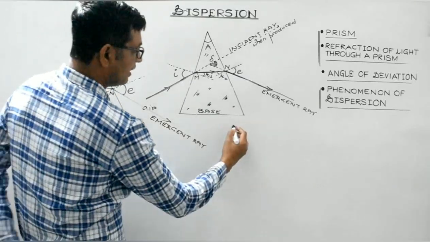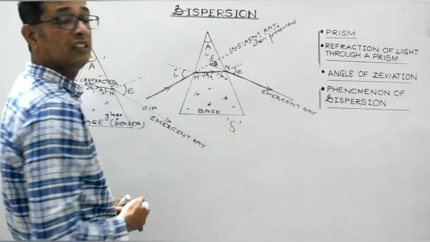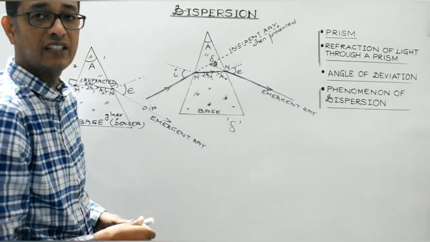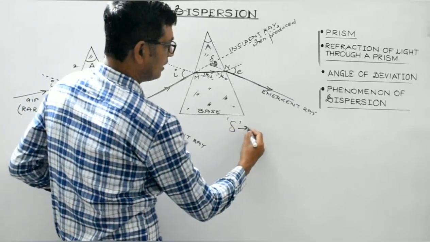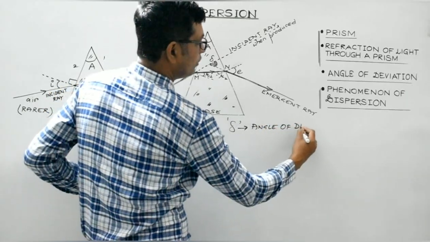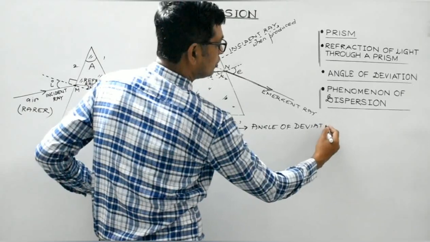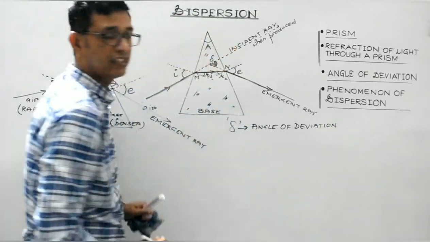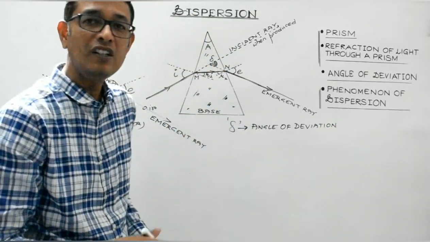So students, del is the angle of deviation. It is known as del. This is known as the angle of deviation, the angle through which the light gets deviated while it is made to pass through a prism.